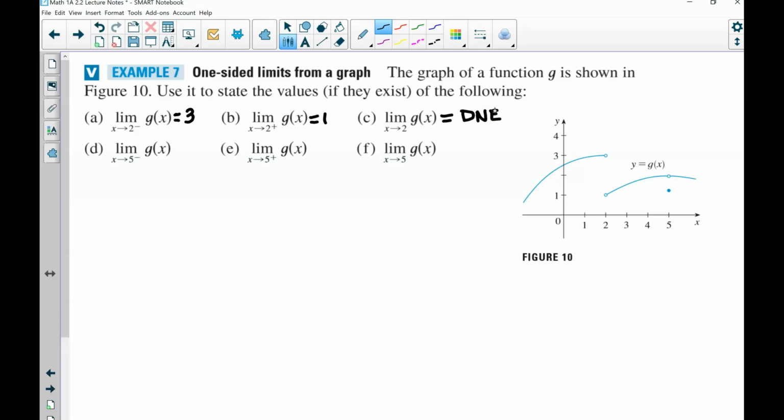Okay, now let's take a look at part D. As x approaches 5 from the left, here's the function, it starts here and it's approaching 5, then this output here is approaching what number? Well, the output here is 2.